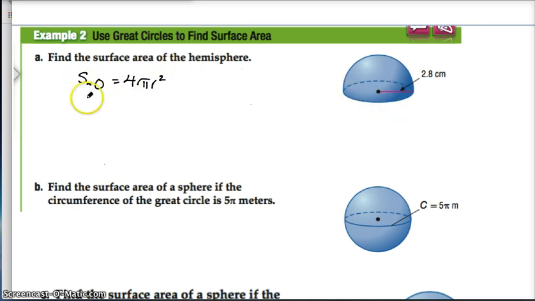So the surface area of this hemisphere will be half of the surface area of the sphere, right? So let me think about how we should do that. 1/2 times 4 is going to give us 2.